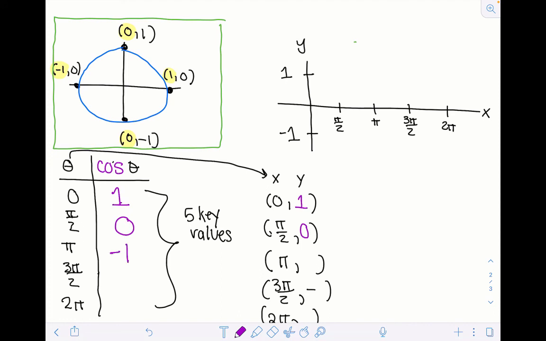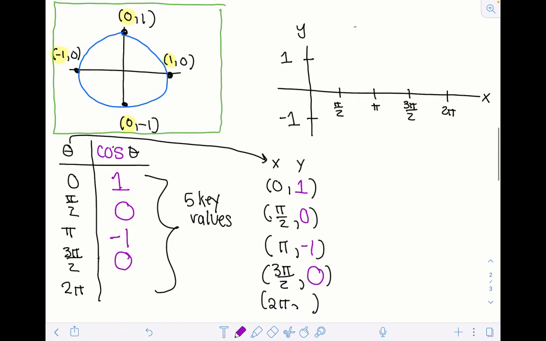Cosine of pi is negative 1, so we've got pi, negative 1. Cosine of 3 pi over 2 is 0 again, so put 0 there. And then finally 2 pi, we're back to 1. So 2 pi and 1. So let me plot these points now on our new xy plane here. So 0, 1 gets us to this first point, right, starting at 1 instead of starting at 0. Then 0, then negative 1, 0, and then 1.